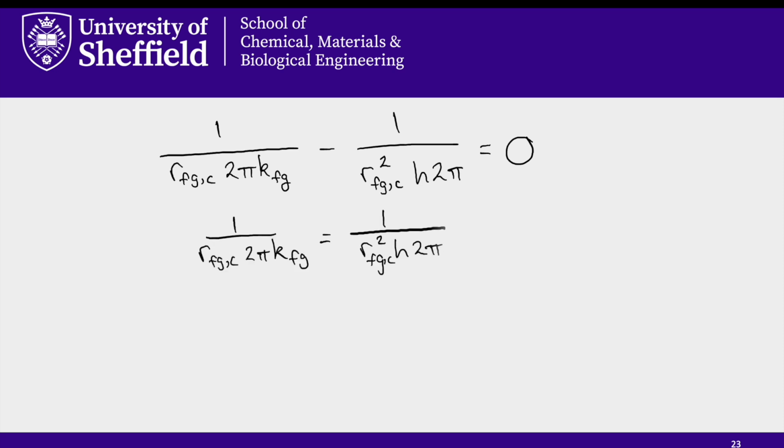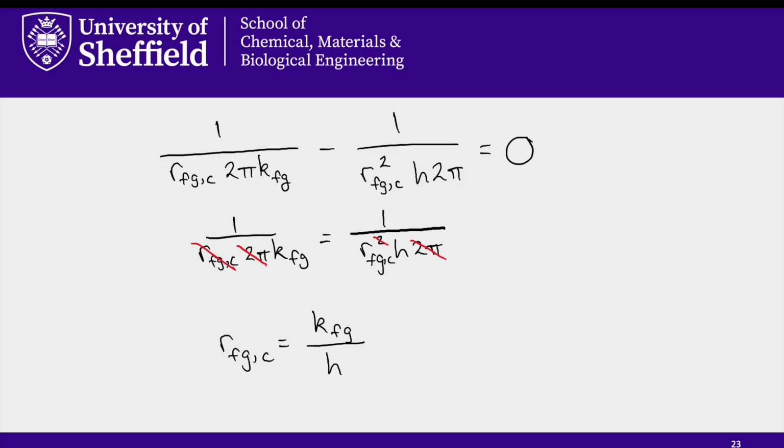So now I can rearrange this, cross out one of the RFGCs, cross out the 2 pi, rearrange and solve for this critical radius of insulation, which is just the thermal conductivity of the fiberglass over the heat transfer coefficient of the fluid. And this is a very general solution for any insulated cylinder. The answer will change just a little bit for a slab geometry or a sphere geometry.